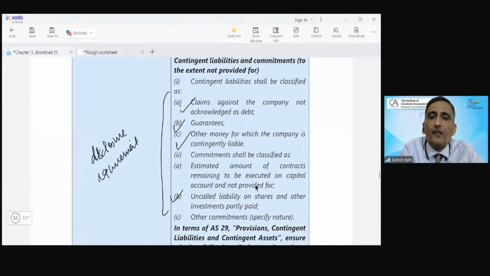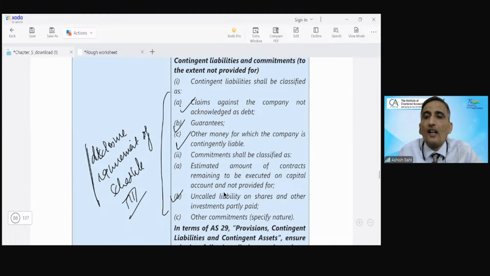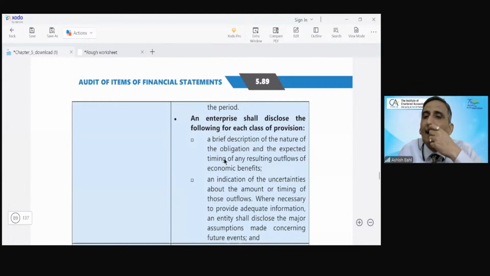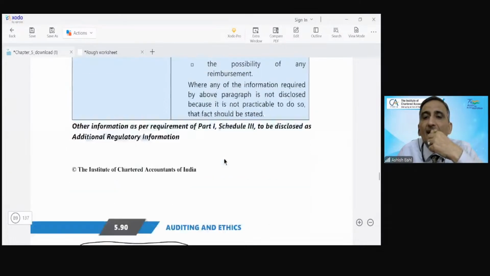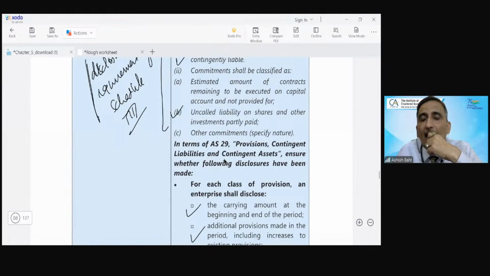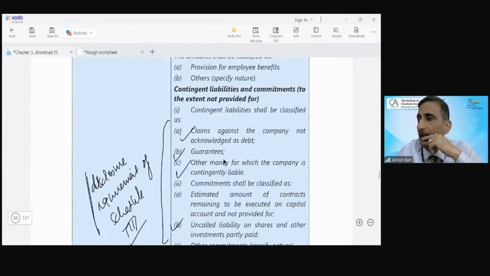Besides, requirements of AS 29 have also to be followed. So what are the disclosure requirements of AS 29? For each class of provision, an enterprise shall disclose the carrying amount at the beginning and end of the period, additional provision made, amounts used, incurred and charged against provision. So such types of disclosures which are listed in the requirements of AS 29, these have to be disclosed. These you have already read in AS 29. Yes, guys. Is it clear?